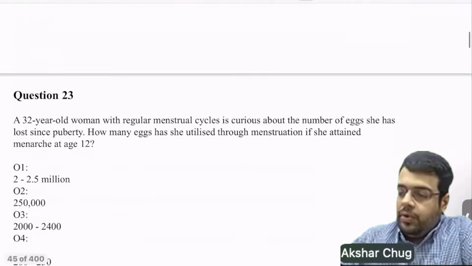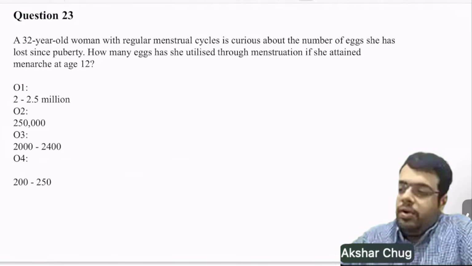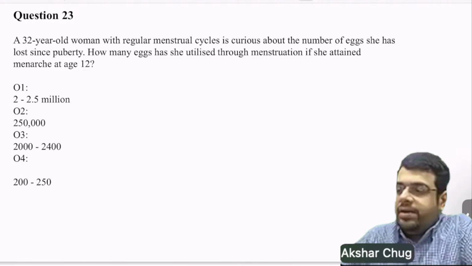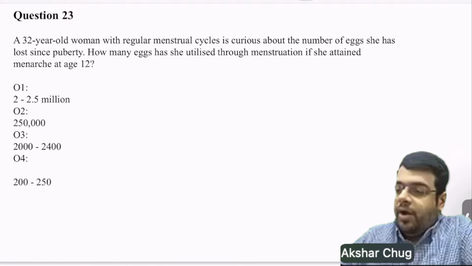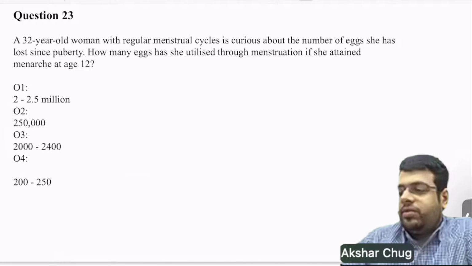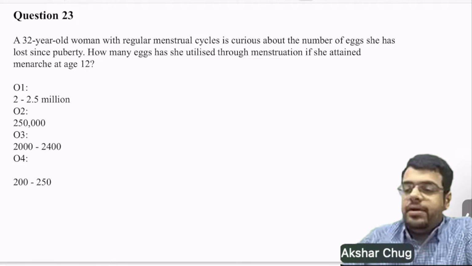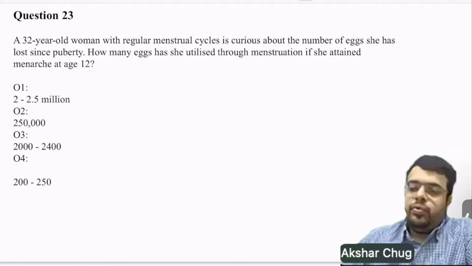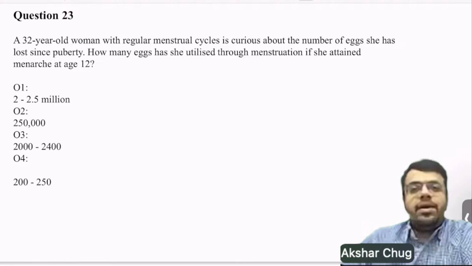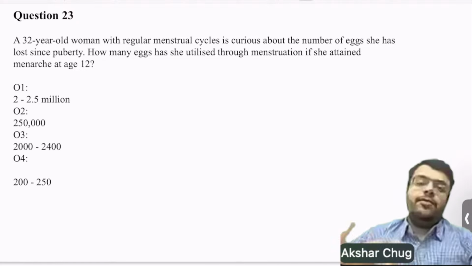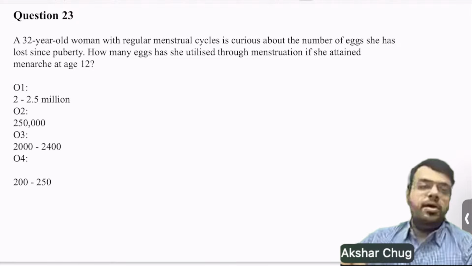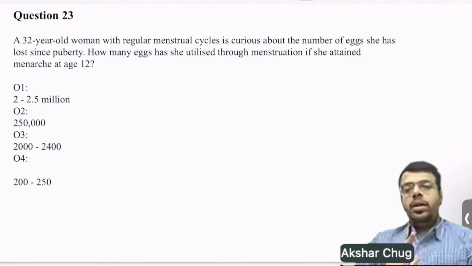Moving on, a 32-year-old woman with a regular menstrual cycle is curious about the number of eggs she has lost since puberty. How many eggs has she utilized through menstruation if she attained menarche at the age of 12? It is less of a medicine question and more of a math question. The only learning point is that in each cycle, she will lose one egg. If we are asked the number of follicles, it will be far more, but the number of eggs lost will be one in each cycle.